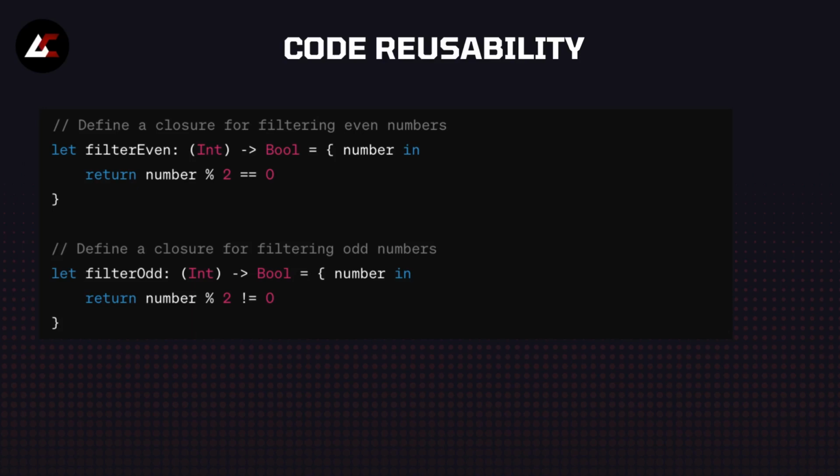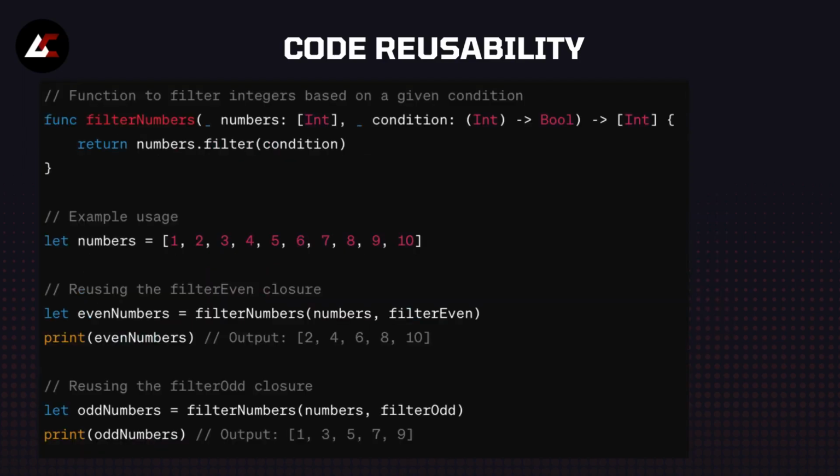These closures are then passed as arguments to the filter number function, which filters the input array based on the provided conditions. By using closures in this way, you can reuse the filtering logic, filter even or filter odd, in different parts of your application without duplicating the code. This promotes code reusability and adherence to the don't repeat yourself principle, leading to more maintainable and concise code.